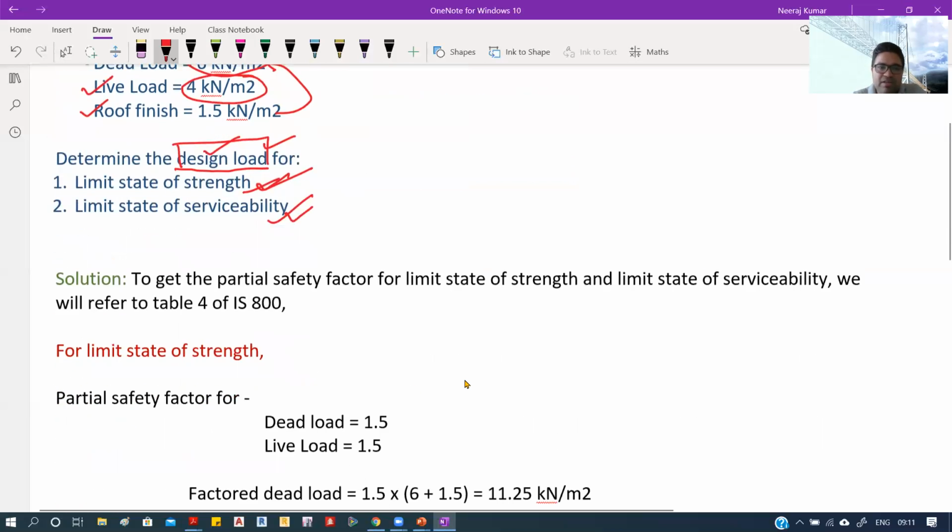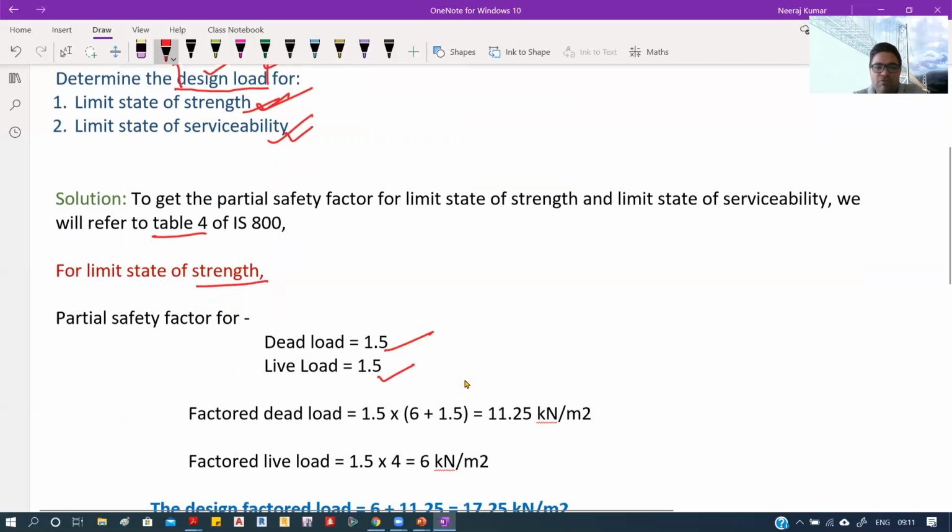To get the partial safety factor, again we can refer to the table we referred to in the previous example, Table 4. For limit state of strength, the partial safety factor for dead load is 1.5 and for live load is 1.5. To get the factored load, we simply multiply the load factor by the dead load. 6 is the dead load and 1.5 is the dead load of roof finishing. We add them and multiply by 1.5. So ultimately we get the factored dead load as 11.25.